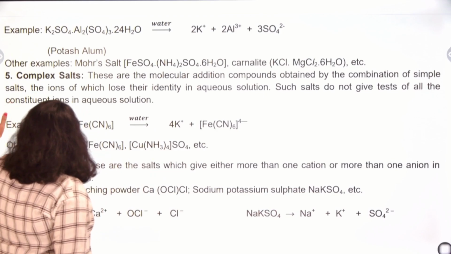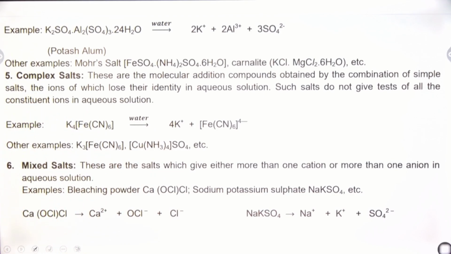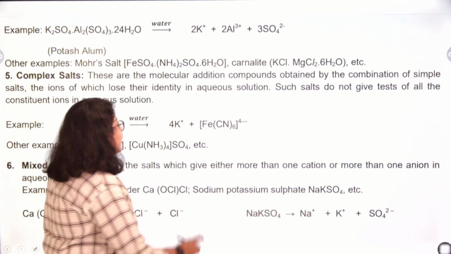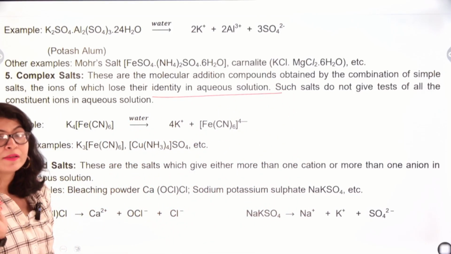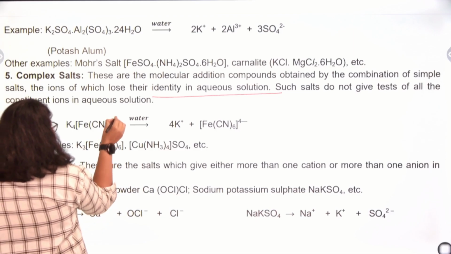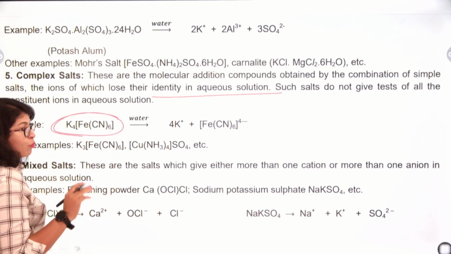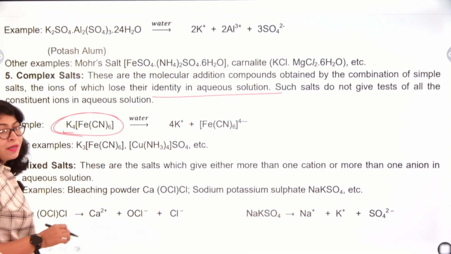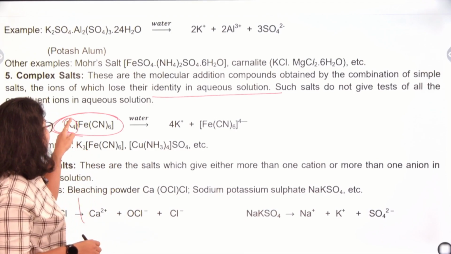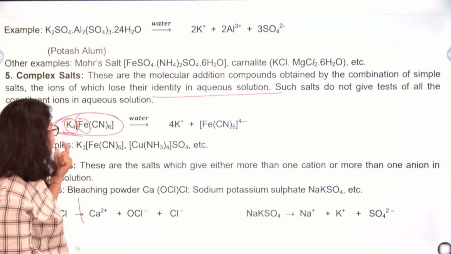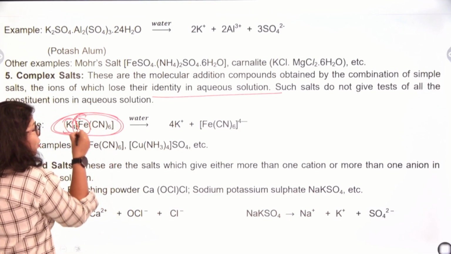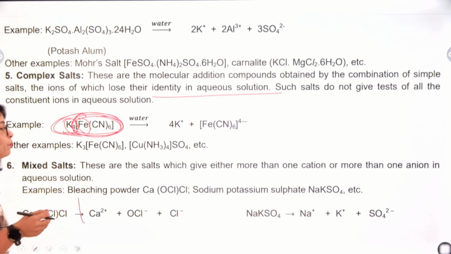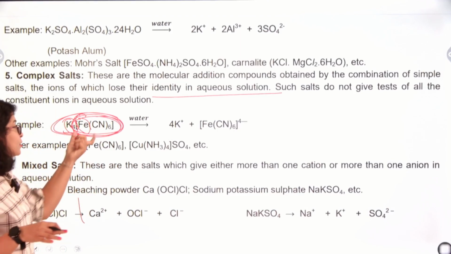Next is complex salts. These are the molecular addition compounds obtained by the combination of salts, the ions of which lose their identity in aqueous solution. Such salts do not give test for all the respective ions. For example, if I am saying K4[Fe(CN)6], you might be expecting that whenever it is added to water, it will release K plus, Fe2 plus or whatever the valency is, 2 plus or 3 plus, and CN negative. But no, whenever it is ionized, this is basically a coordination compound, which you will be studying. This salt falls into that particular part.